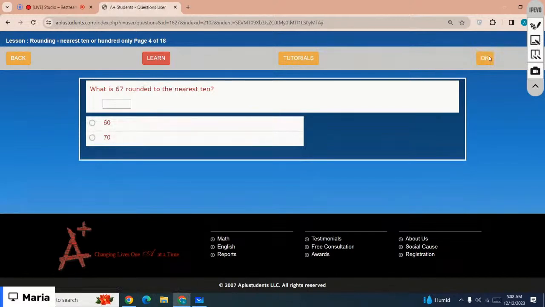What is 67 rounded to the nearest 10? Which is the correct option? 67 is rounded off to, yes, it is 70. The correct option is 70.